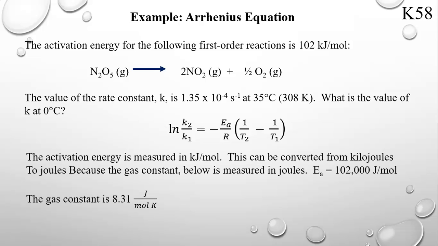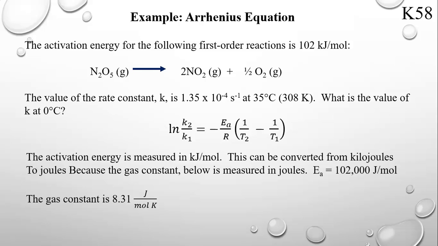So the activation energy is measured in kilojoules per mole. You see it up there at the top, 102 kilojoules per mole. This can be converted from kilojoules to joules because the gas constant is measured in joules. So you've got to convert from kilojoules to joules. So 102 kilojoules is 102,000 joules per mole. And the gas constant we have to use is the 8.31.